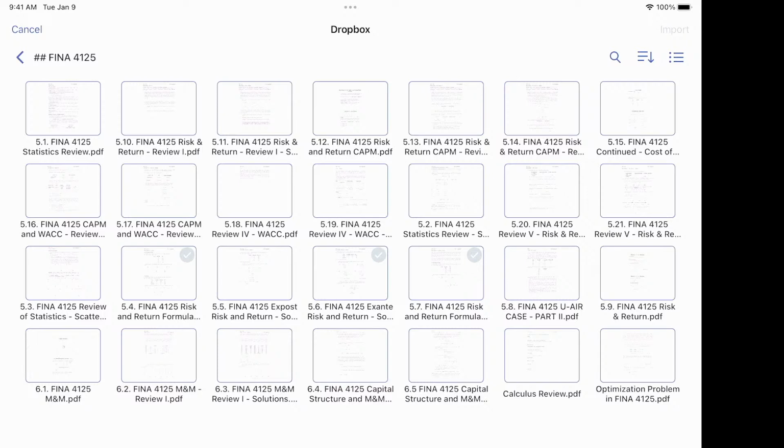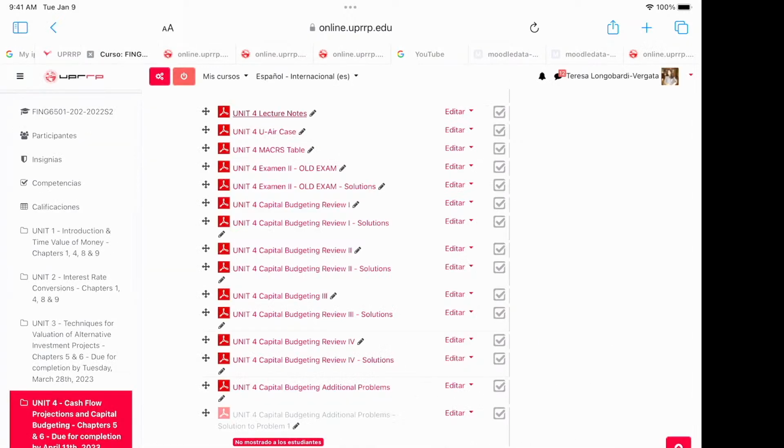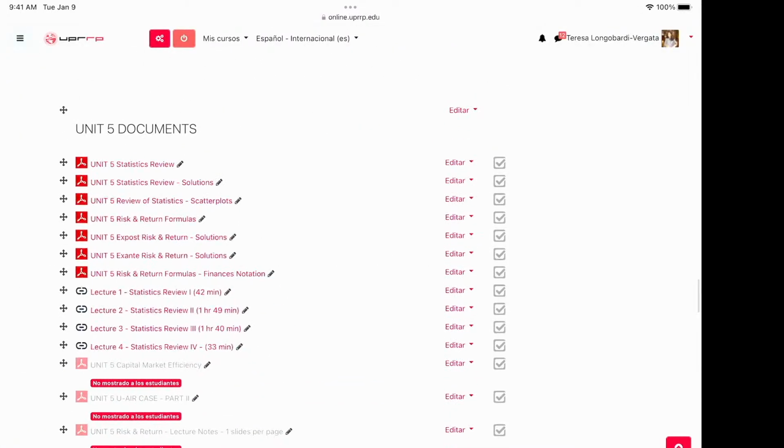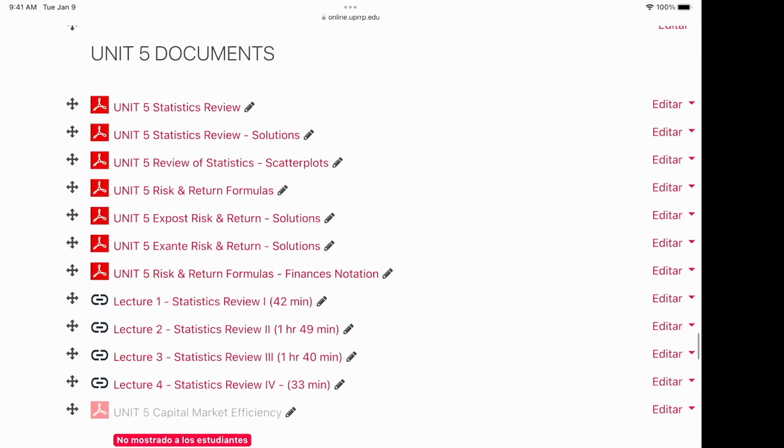Anyway, I know I've put it on the platform. Let me get the platform. So what I have here in the platform in Unit 5, I have all those sheets. So we have the statistics review documents, solutions, scatter plots, and then the formula that I've been discussing. And then I have the 2 sheets with the solutions to solving those.